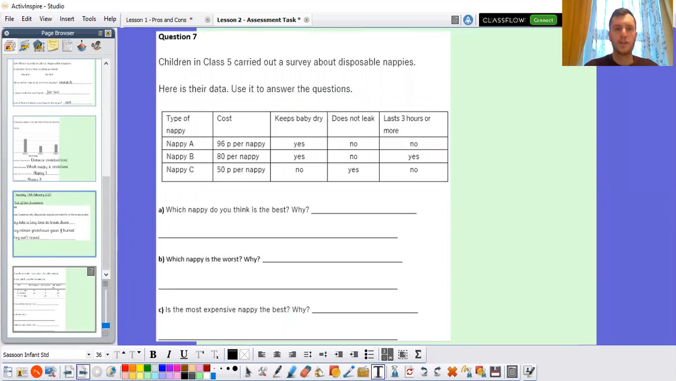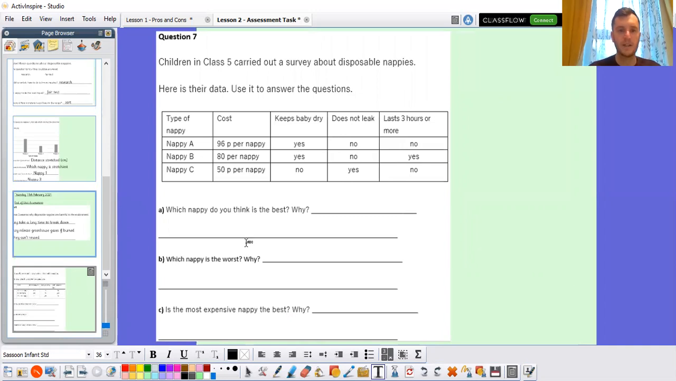Question 7. Children in class 5 carried out a survey. Here is their data. Now, I can't give you the answers to this one. I'm going to give you some example answers. Now, you might have had something different, but as I said, there isn't a right or wrong answer as long as you can explain why. So which nappy do you think is the best and why? I think nappy B is the best because it has 2 yeses. So it keeps the baby dry and lasts for 3 hours or more. The other ones only have 1 yes.